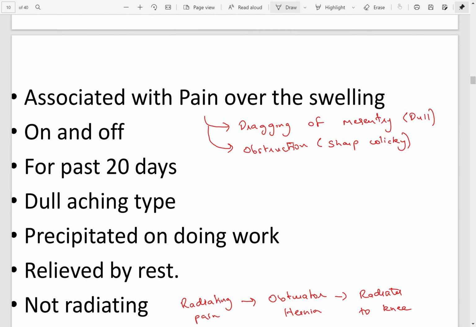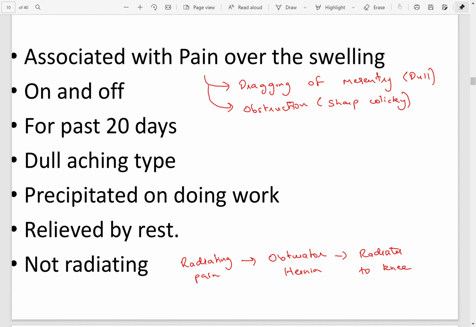Okay, so this swelling can be associated with pain. So pain can be of two types, dull type or sharp colicky type. The dull type of pain occurs when the bowel drags the omentum or the mesentery along with it. So that's going to cause your dull dragging type of pain. And if there's any obstruction in the bowel or something like that, you're going to have a sharp colicky type of pain. So since this is a dull aching type of pain, this is mostly due to the dragging of the mesentery.